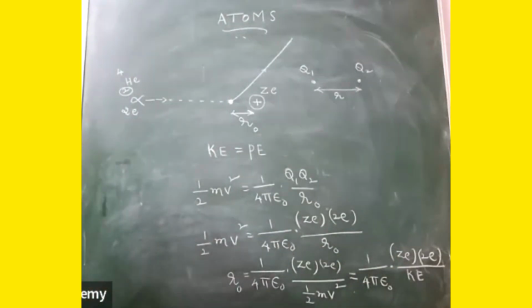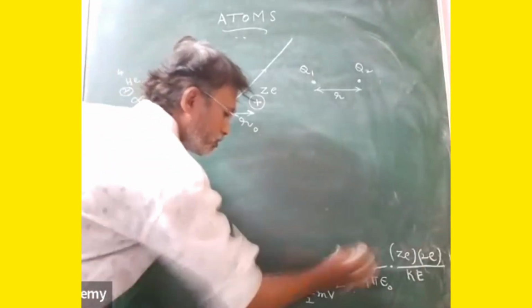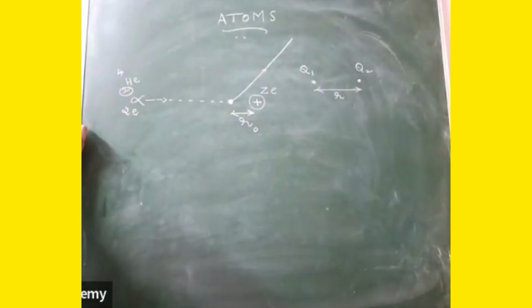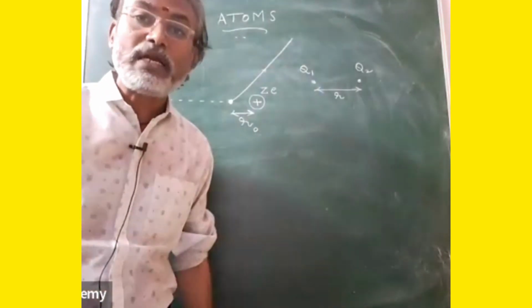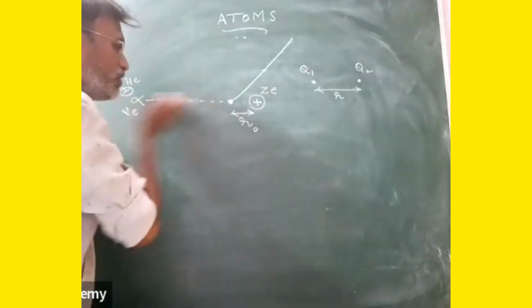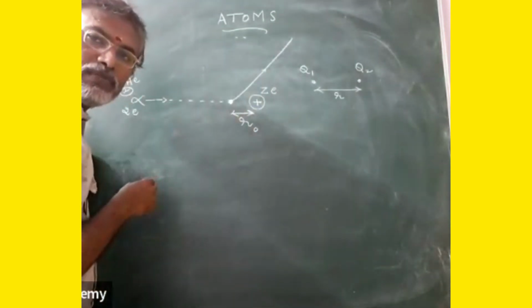Now one more important topic is the impact parameter. So what is the impact parameter? The impact parameter is the perpendicular distance between the scattered alpha particle and the nucleus. This is the alpha particle moving in this direction, and it is scattered like this. It deviates from the original path.